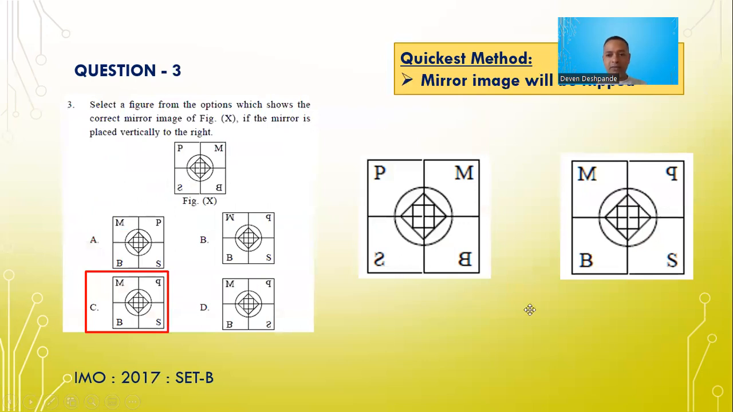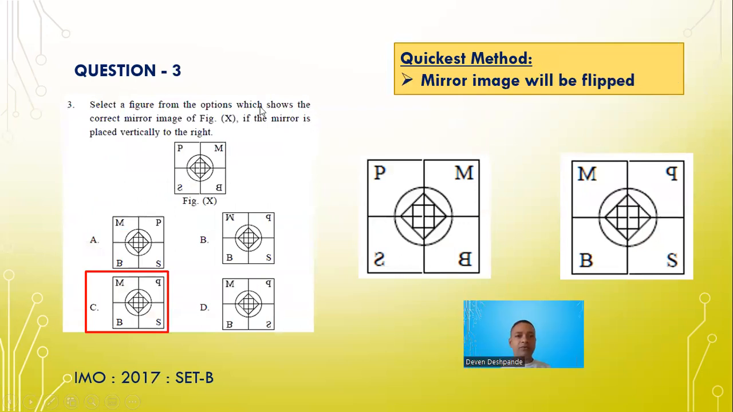Okay, next one. Select a figure from the options which shows the correct mirror image of figure X if the mirror is placed vertically to the right. So if you place the mirror here, M will remain M, because if you flip M, it will remain the same. P will be flipped.